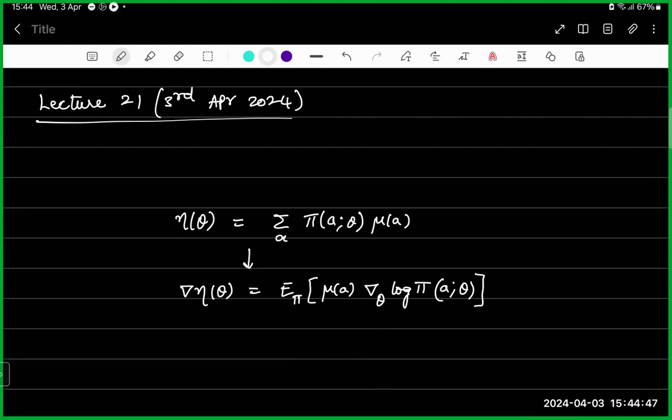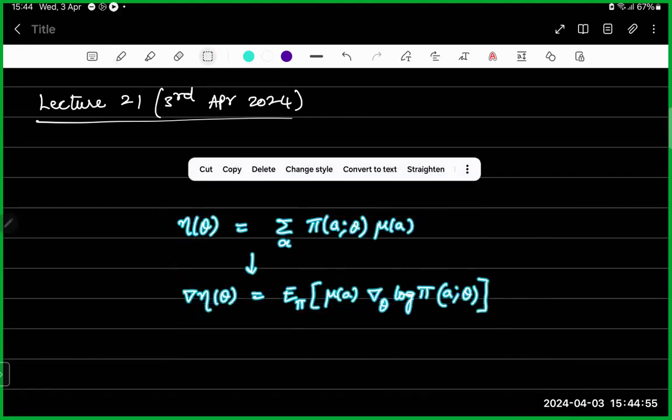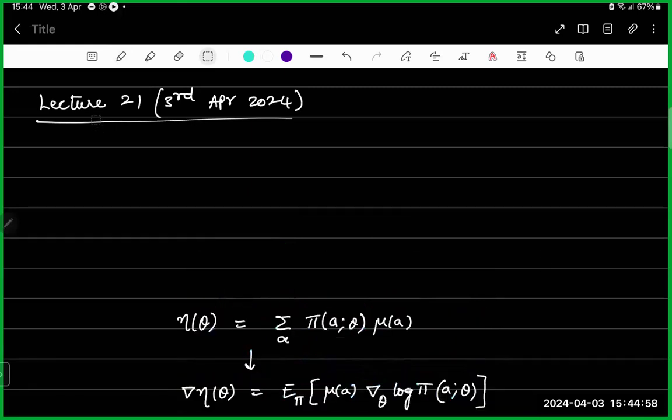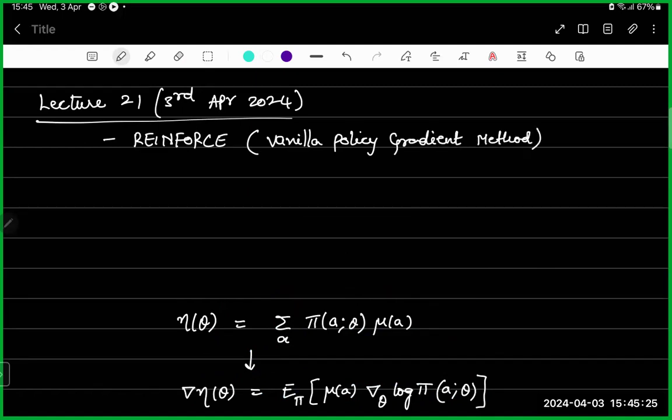In this class, we'll look at some variants of policy gradient methods. For example, the basic version, whatever we know, is called the vanilla policy gradient method or the REINFORCE algorithm. This is referred to as the REINFORCE algorithm, which is the vanilla policy gradient method. That is what we have seen before.